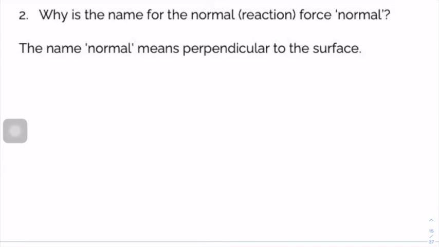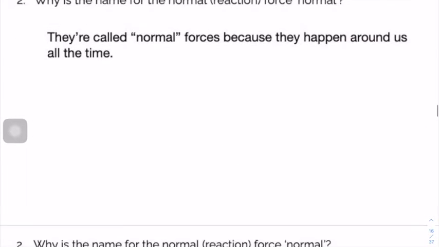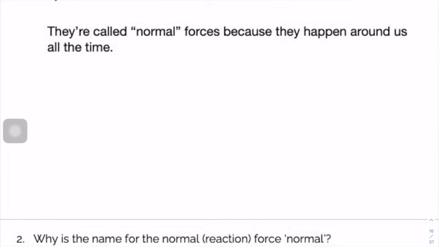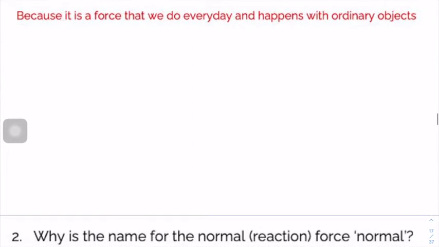Yes, people were listening. Perpendicular. Thank you. They're called normal forces because they happen around us all the time. Sorry, this is thumbs down, not why they're called normal. Please learn why they are called normal. Because it is a force that we do every day and happens with ordinary objects. Again, please listen up if you put this or if you think this. This is not why it's called normal.